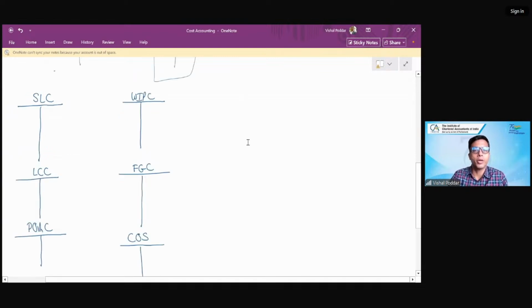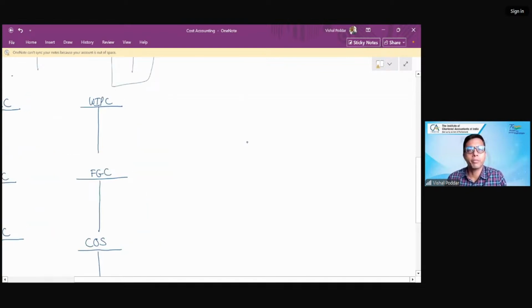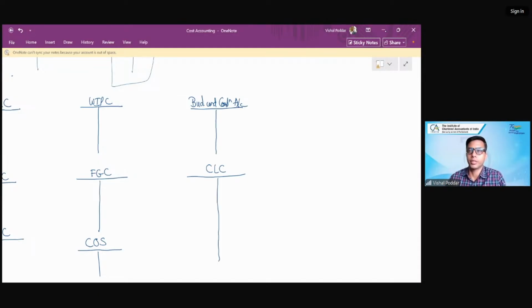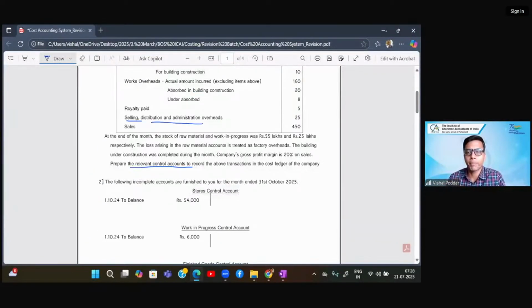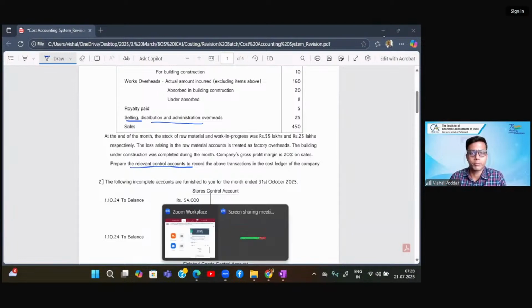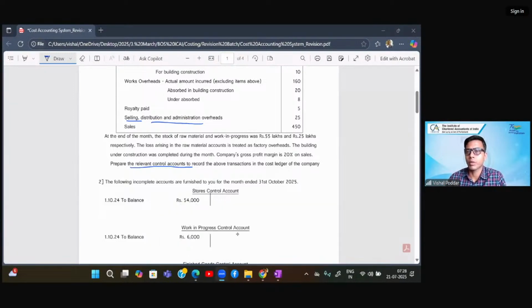Now, since this is non-integrated, I will have simply the CLC account. But in this sum, you have one more new account, that is building under construction. So I'll open that, and then I'll prepare my common asset liability account, which is the CLC. This is clear to all students? I hope everybody is getting what we are doing.